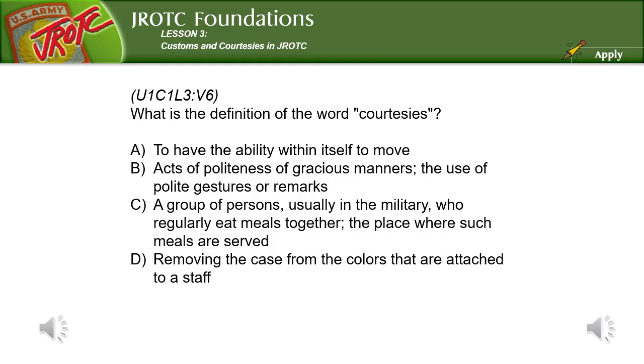What is the definition of the word courtesies? Is it A, to have the ability within itself to move, B, acts of politeness, gracious manners, the use of polite gestures or remarks, C, a group of persons, usually in the military, who regularly eat meals together, the place where such meals are served, or D, removing the case from the colors that are attached to a staff? The answer is B, acts of politeness, of gracious manners, the use of polite gestures or remarks.